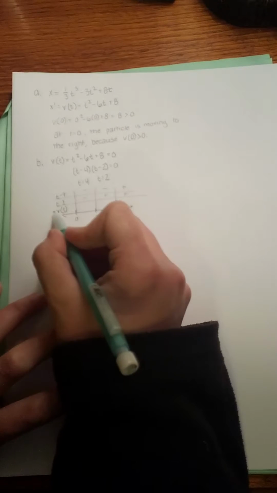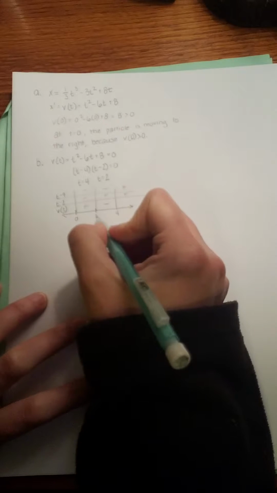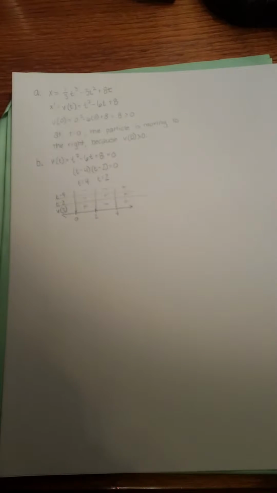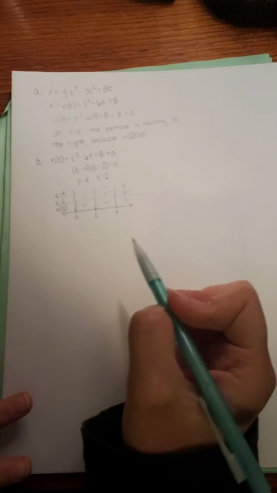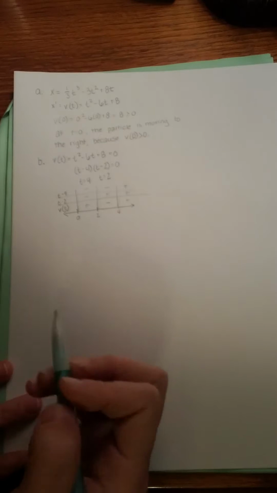And then, so that means that our velocity function is positive between 0 and 2, negative between 2 and 4, and then positive again whenever t is greater than 4. So we're looking for where the velocity is negative. Velocity is negative right here between 2 and 4.